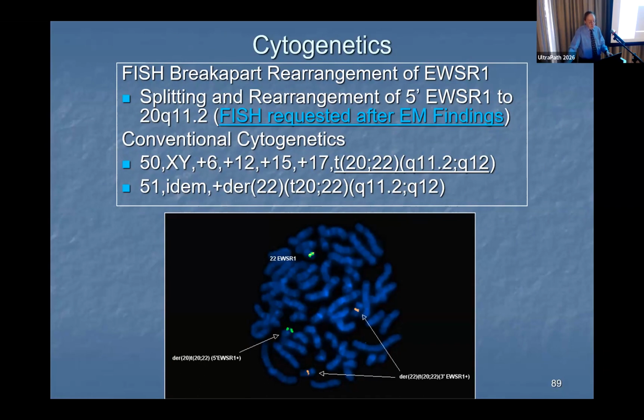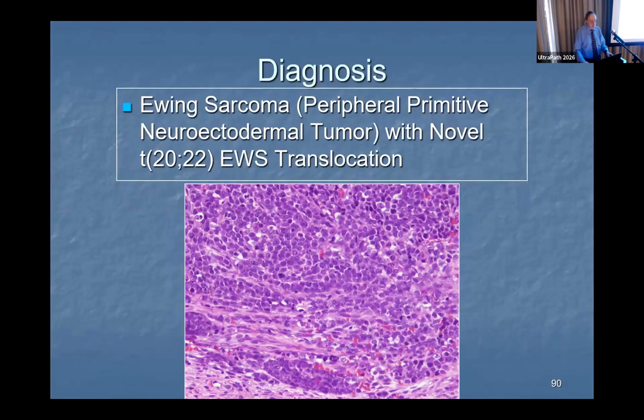And conventional cytogenetics took a few more days to get this done, but it showed a novel type of translocation, a 2022 at Q1.2 and Q1.2. So this is a translocation that is not typical of Ewing sarcoma, but the diagnosis really fit Ewing sarcoma and had a novel translocation with the EWSR1 rearrangement.